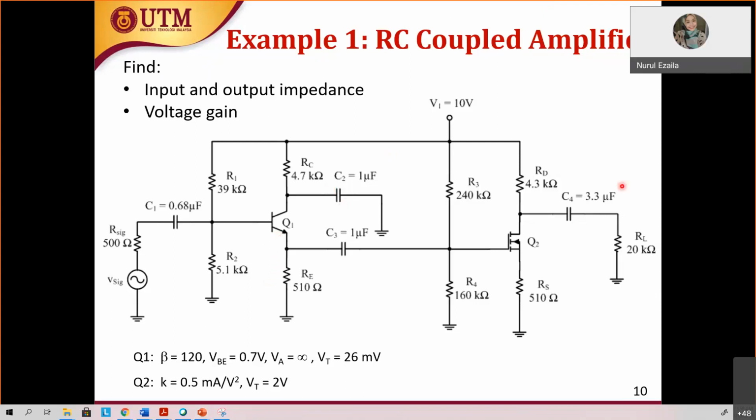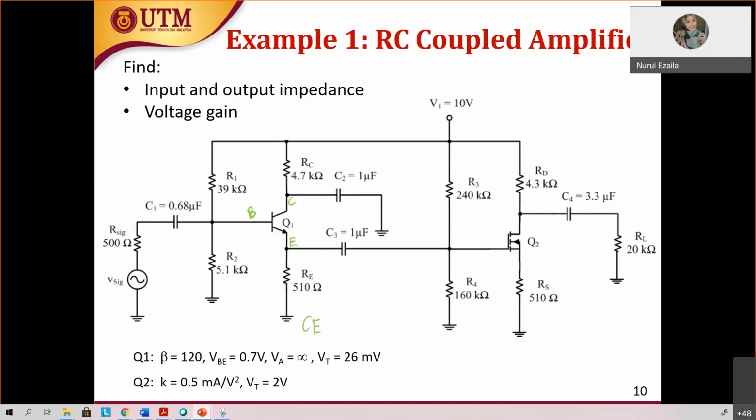First stage. What is the first stage? Look at the input and output and everything. Common emitter. Common emitter and bypass, because there is no capacitor over there, right? So with RE. Okay. So the first one is common emitter.